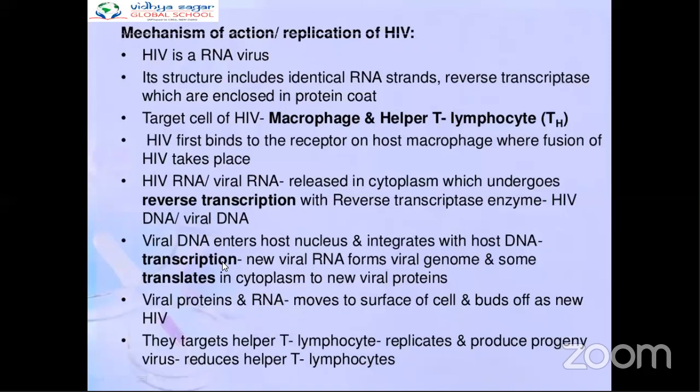So along with host transcription, when the DNA is transcribed, the new viral RNA forms the viral genome, and some is translated in the cytoplasm into new viral protein. So with the help of the host DNA, the viral DNA is converted into viral RNA, and it will continuously multiply in number. More viral proteins will be released. The viral protein and RNA move to the surface of the cell and bud off as new HIV. The main target cell of HIV is T lymphocytes. If the T lymphocytes are attacked, their number will get decreased. Because of that, the person is unable to produce any immune response even against a small bacterial infection. That is how the total immune system collapses.